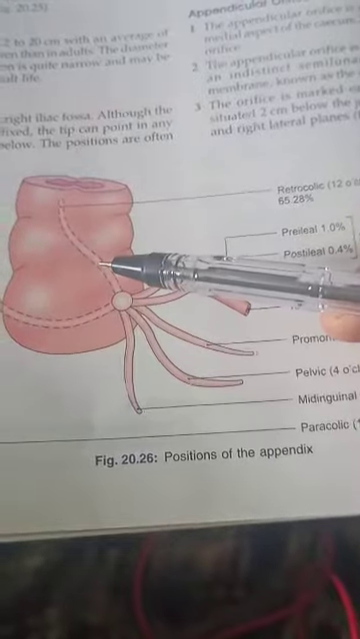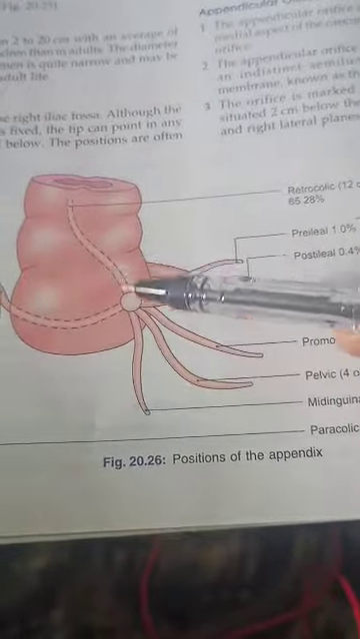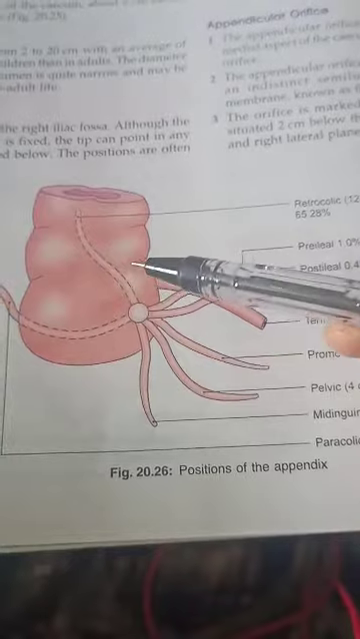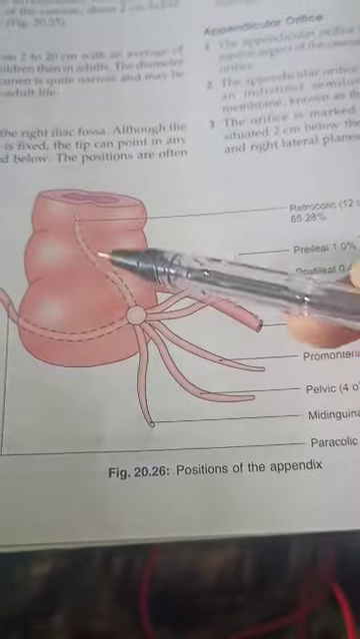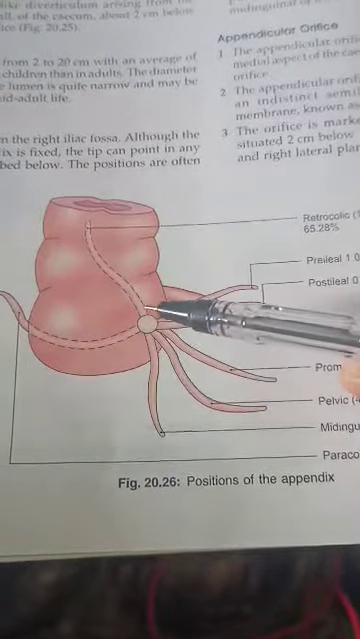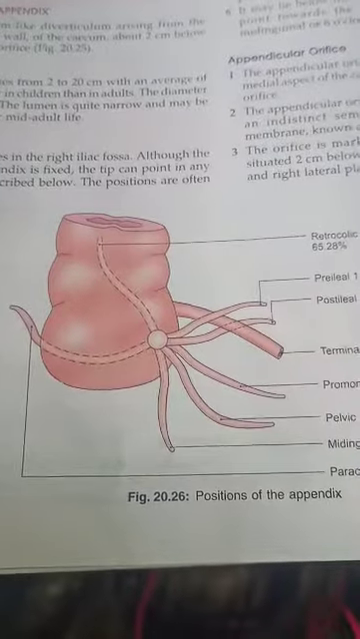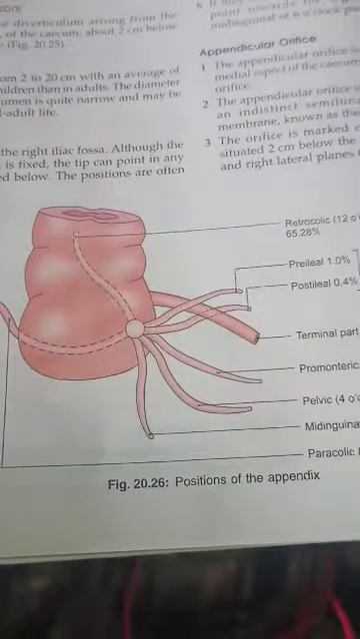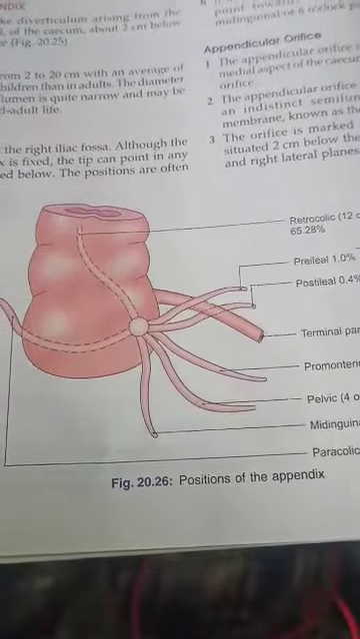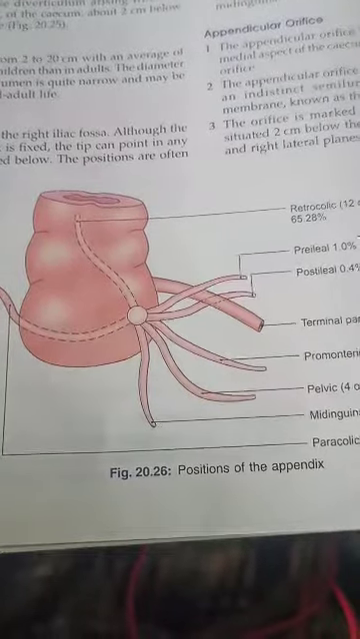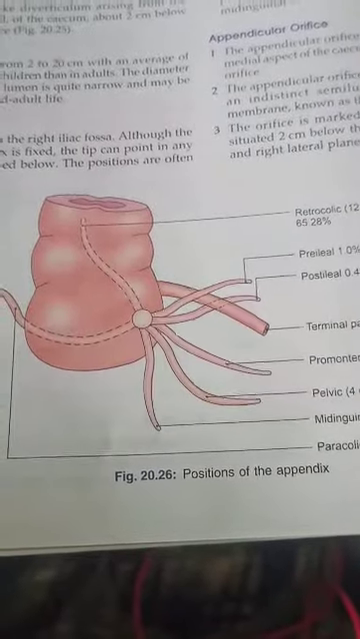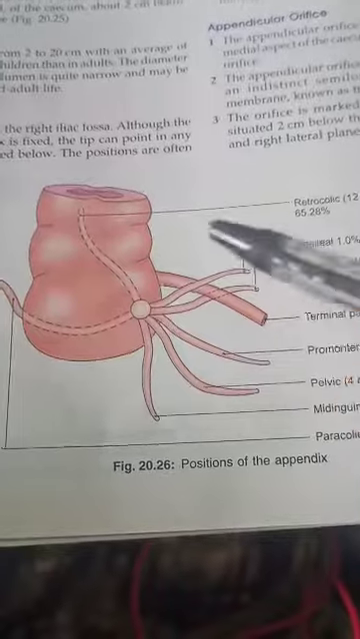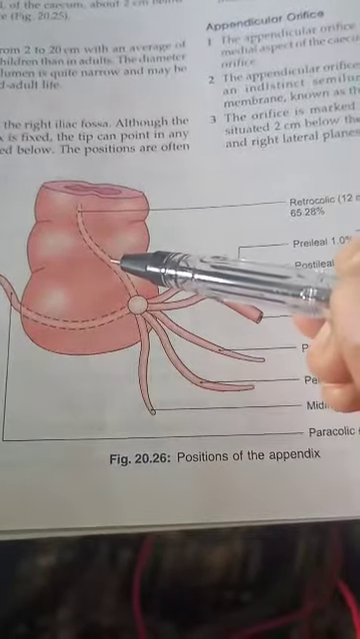It is known as the retrocolic position because it is seen behind the colon. A retrocolic position or 12 o'clock position is the most common type of position of the appendix. In 65% of people we can see the appendix in a retrocolic position, or 12 o'clock position.